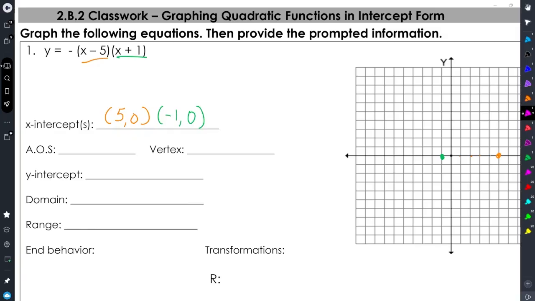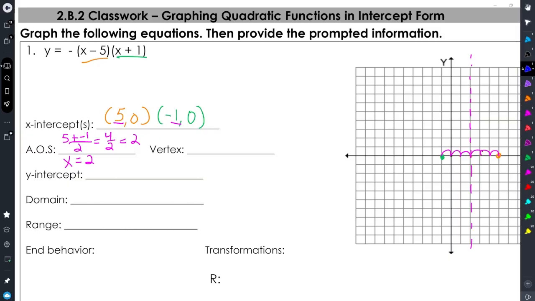Now, to get our axis of symmetry, we're going to add the two x-intercepts and then divide by 2. So 5 plus negative 1 divided by 2 is 4 divided by 2, which is 2. So x equals 2. So that's our axis of symmetry, so there's 2. You can also think of it as halfway between the two x-intercepts. You see it's 1, 2, 3, and 1, 2, 3 from the x-intercepts.